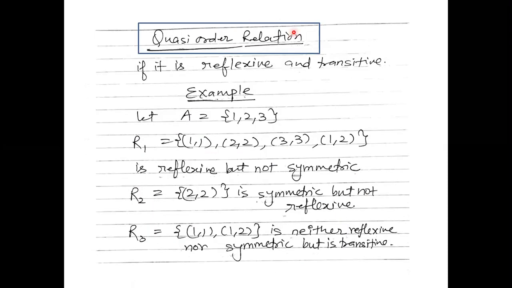Next is quasi-order relation. If a relation is reflexive and transitive, then we say that it is a quasi-order relation. Let us see these examples.